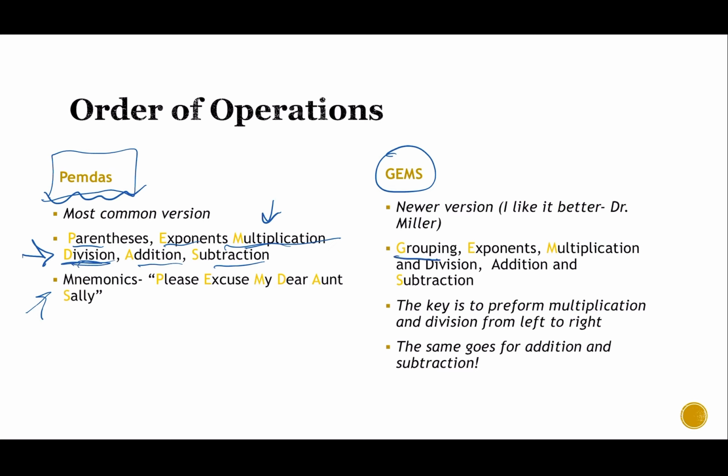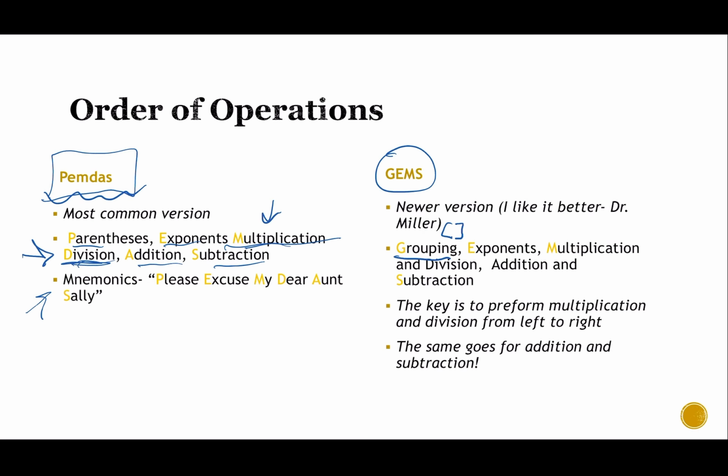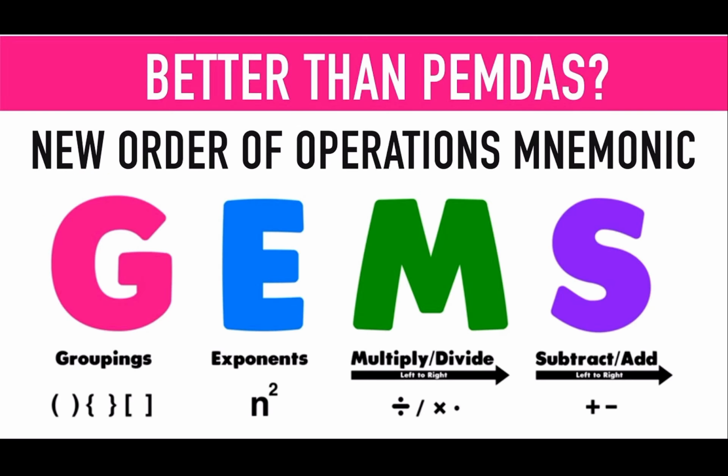So GEMS is grouping, because sometimes we have brackets, exponents, multiplication and division from left to right, and addition and subtraction from left to right. Addition is the opposite of subtraction, multiplication is the opposite of division, so they're equivalent, they go together. Our key is to perform our operations from left to right. So I prefer GEMS. I think it's better than PEMDAS. You do use what you need to use, but just remember that multiplication and division and addition or subtraction are equal. So let's take a look at these examples.